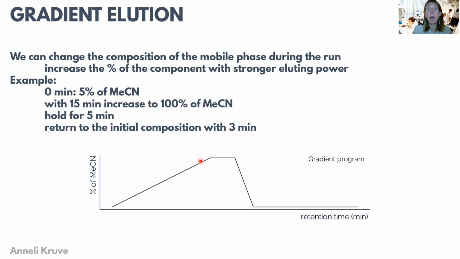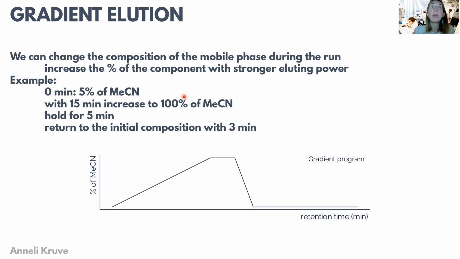Usually we reach in the end some kind of a plateau, and we keep our organic modifier content there stable for a few minutes. This is to flush out from the column all compounds that can be late eluting, either analytes or also matrix components, because not everything that we are injecting to our column is actually of interest. Everything is not our analyte. So we also have to flush the column from the matrix components that we are not interested in. And lastly, we return then to the original composition.